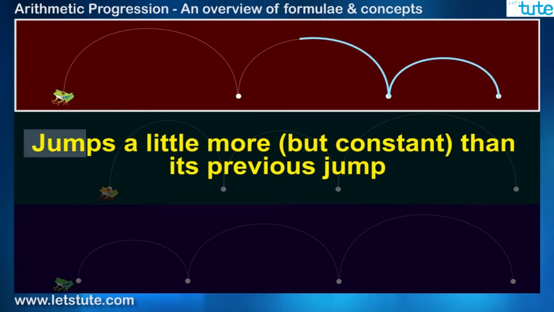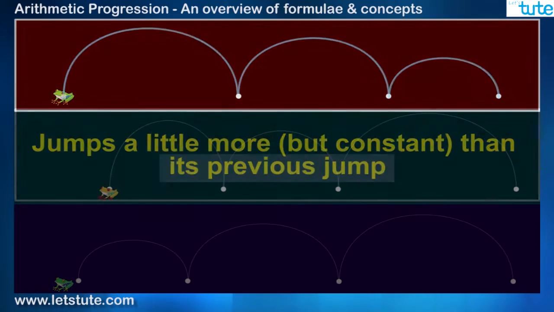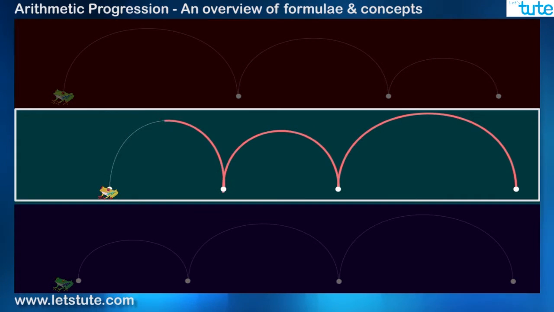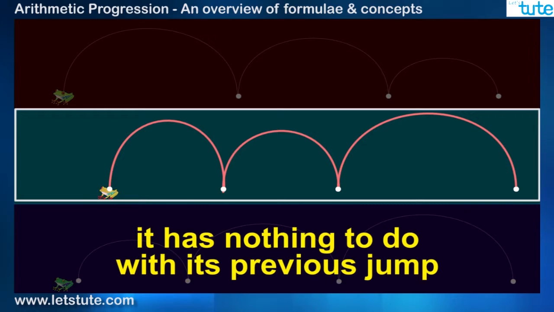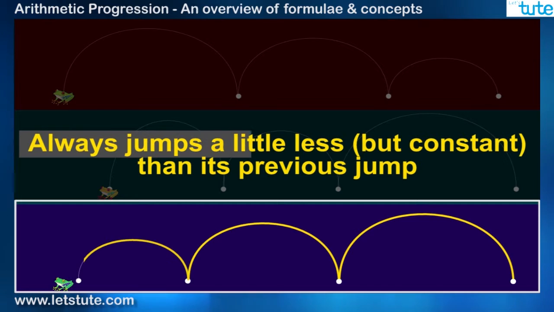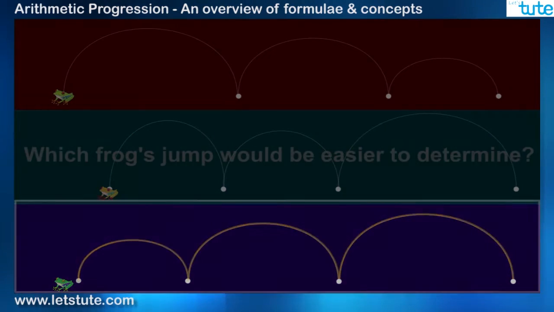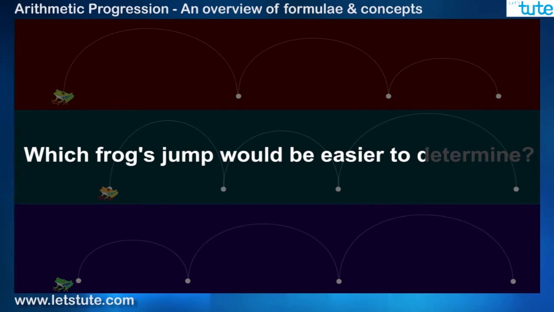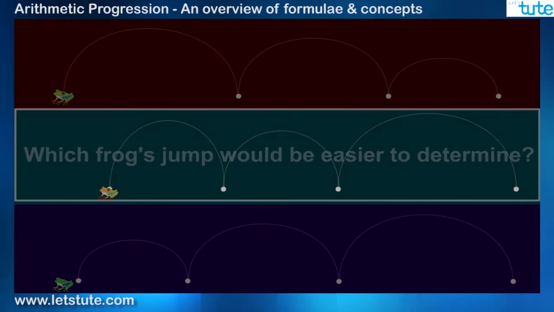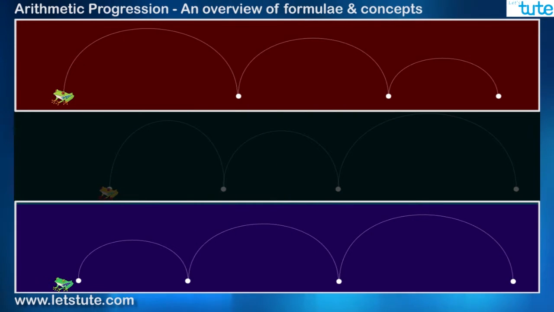Frog 1 always jumps a little more but constant than its previous jump. Frog 2 always jumps in any length. It has nothing to do with its previous jump. Whereas frog 3 always jumps a little less but constant than its previous jump. Can you tell me which frog's jump would be easier to determine? For the second frog, probably it's not possible, but for the rest two, we can predict the jump.